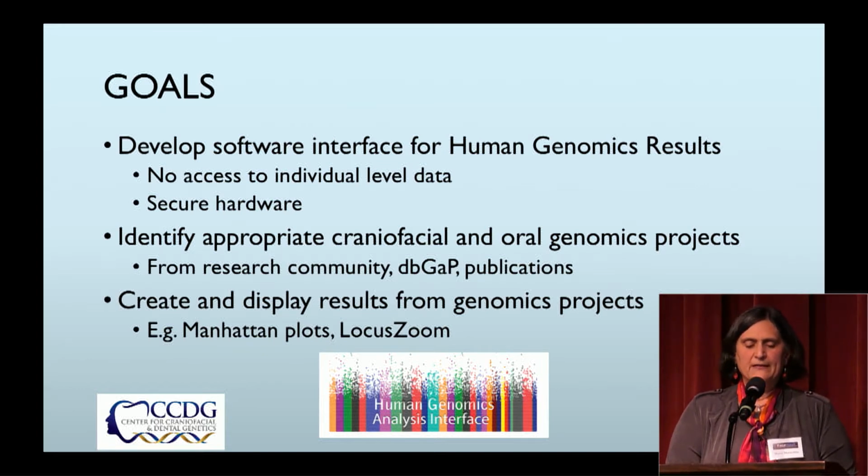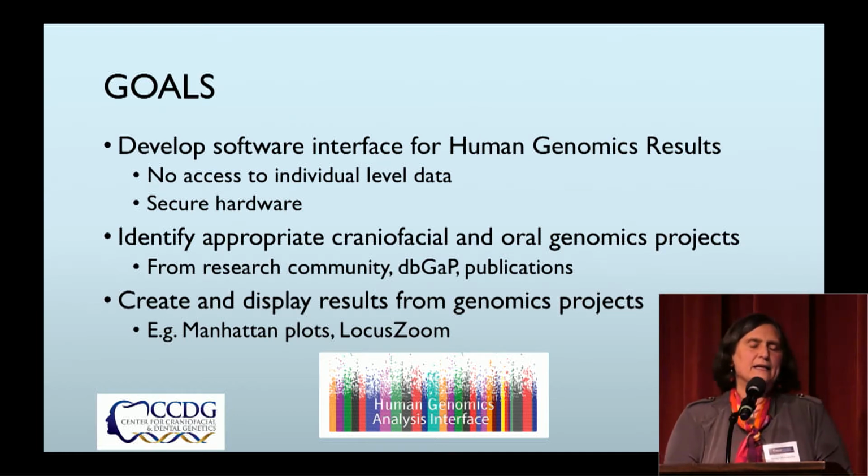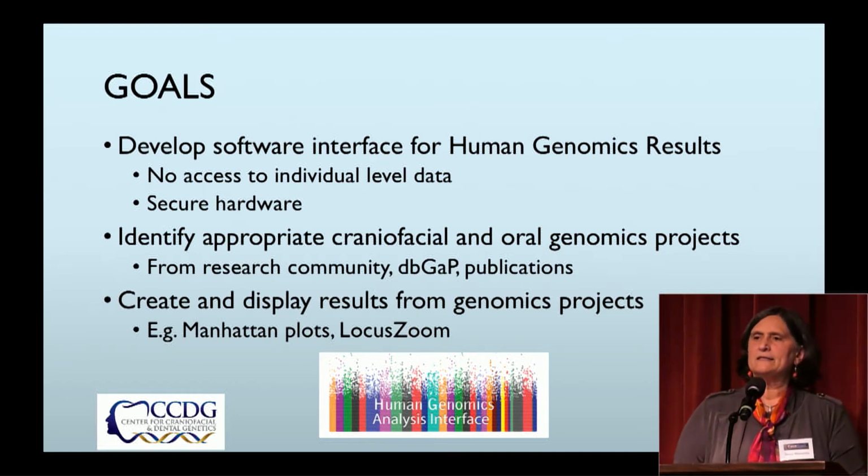The second goal was to identify appropriate projects to visualize in this tool, and then create and display the results from genomics projects. We wanted to do this in graphical displays that were familiar to a lot of people in the genetics and human genomics community. The two most common things that are used are Manhattan plots and locus zoom plots. So that would form the basis of the early iterations of this tool.